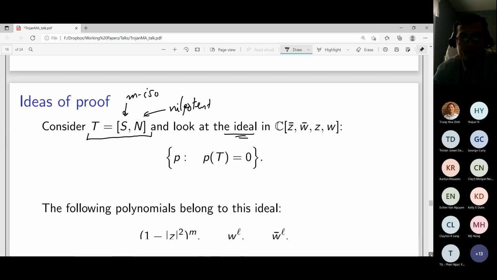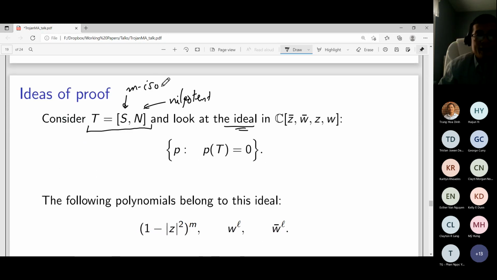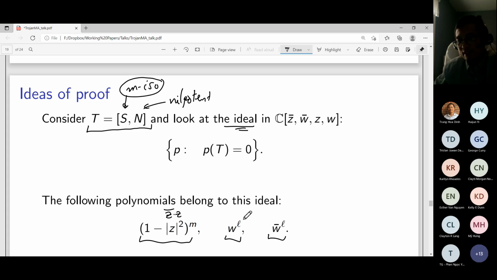By the assumption that S is m-isometric, we know that this polynomial 1 minus the absolute value of z squared, or the same as 1 minus z bar z, is in that ideal. And then N is nilpotent of order L, so W^L is also in that ideal, and then W bar^L is also in that ideal.